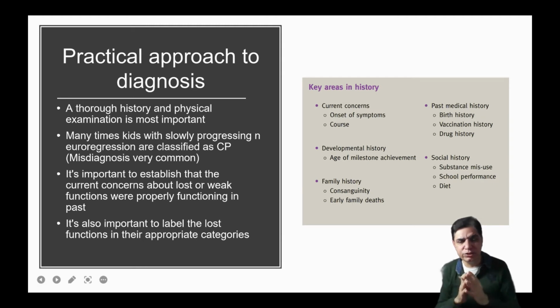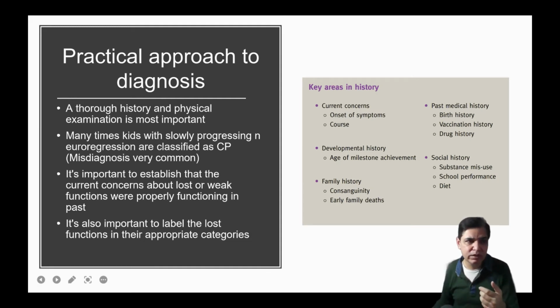Now, what key areas in history would you like to know? Number one, you always talk about the current concerns, like what is the concern, which particular areas have regressed. Is it gross motor, is it fine motor, is it speech and language, is it social domains? How did it start, whether it's been acute, subacute, or chronic, and how have things been progressing over a period of time. Past medical history is also very important, especially you go through the antenatal history, birth history, and postnatal history. And after that, you'll talk about vaccination history and drug history. Because there could be certain reasons for that.